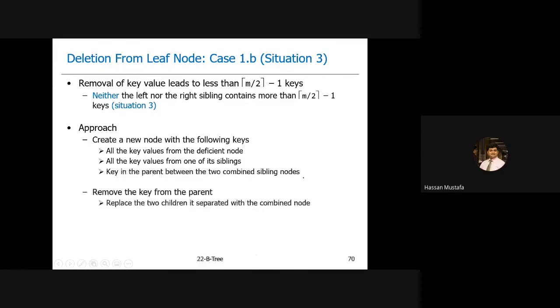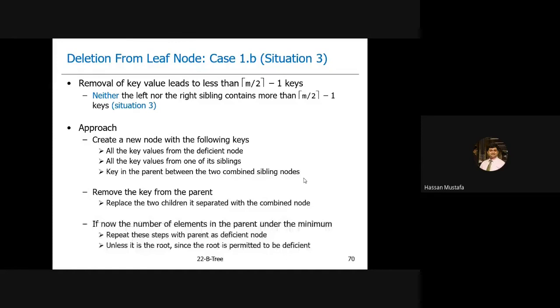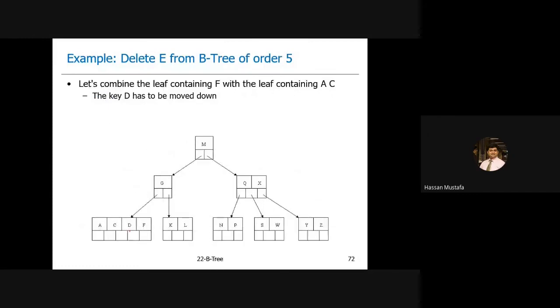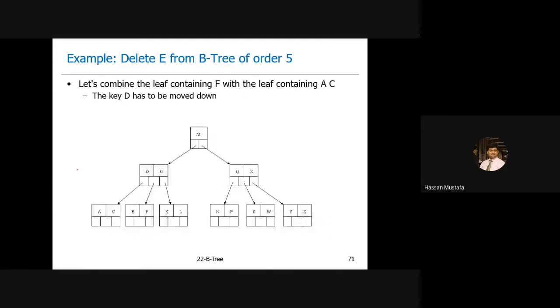So in this scenario, we borrow the value d from the parent. When we borrow d from the parent, we merge this child and this child together. E is deleted, so d takes the position of e. So a c d f becomes one node, and g is the parent node. The g is the only value in the parent node. So now this node, after moving d downwards, is deficient of one key.